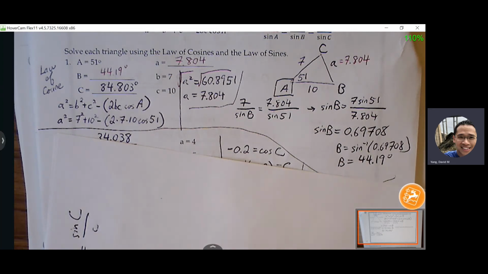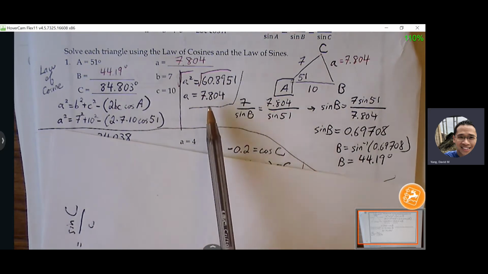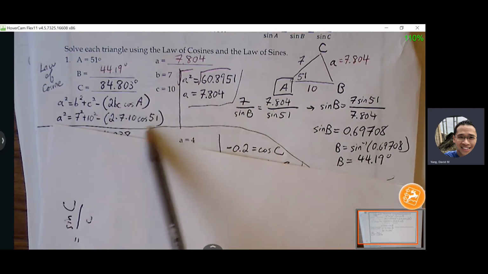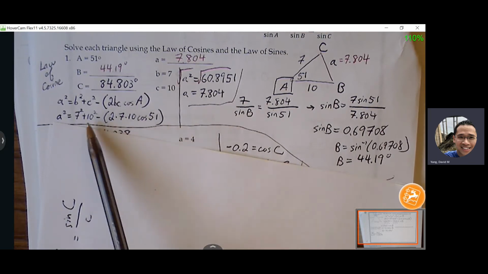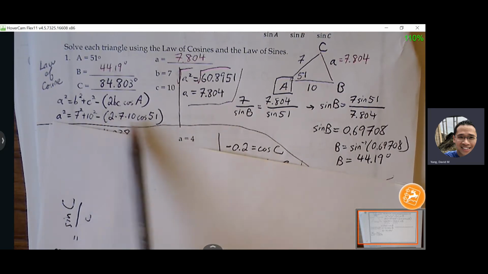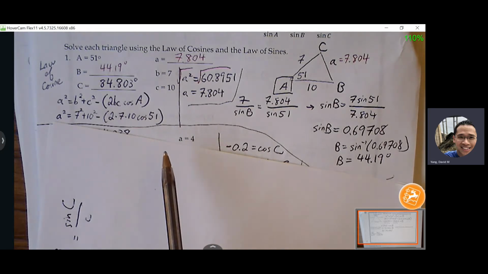Okay, check your steps for number 1. We should be able to find side A. Side A should be 7.804. It is good to practice with your calculator. Make sure that your order of operations is correct, that you are having all your plus and minuses in the right place.